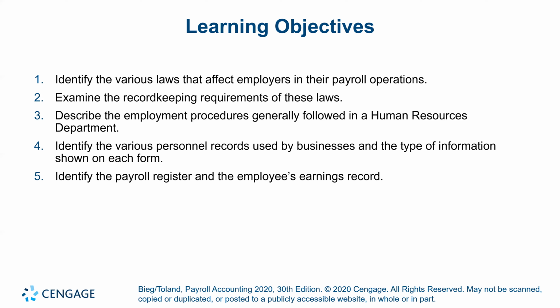Okay, so some of the learning objectives for this chapter: identify the various laws that affect employers in their payroll operations, examine the record-keeping requirements of these laws, describe the employment procedures generally followed in a human resource department, identify the various personnel records used by businesses and the type of information shown on each form, identify the payroll register and the employee's earnings record. So again, some of these will be familiar to you. If you've had a job before, for example, you filled out a W-4 before, you've got a W-2 before, right? So we'll look at examples of them.